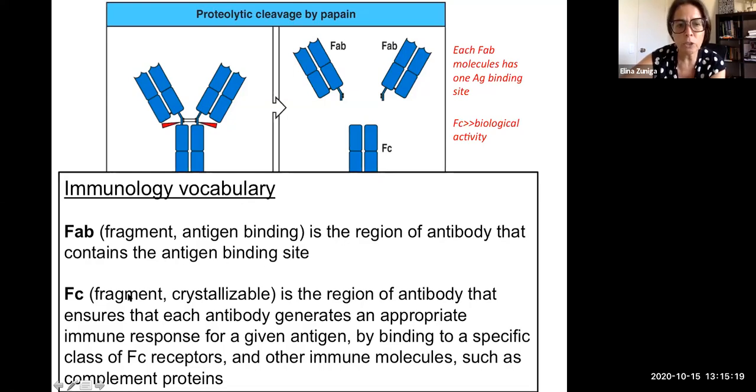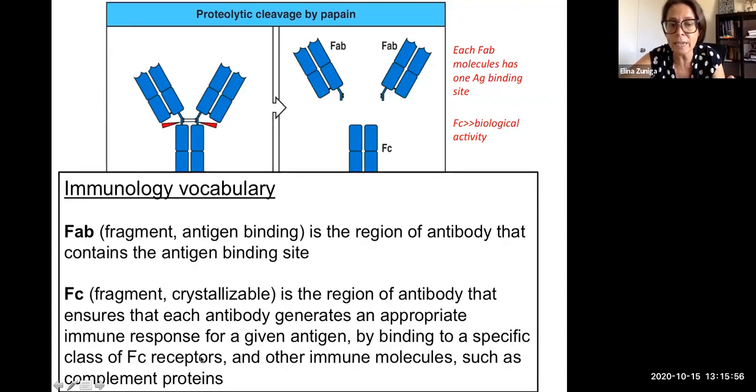The FC is called fragment crystallizable because it was easy to crystallize when they were doing the experiment, and is the region of the antibody that ensures that each antibody generates an appropriate immune response for a given antigen. So it will give the biological activity to this antibody by binding to specific classes of FC receptors and other immune molecules, such as complement, for example.